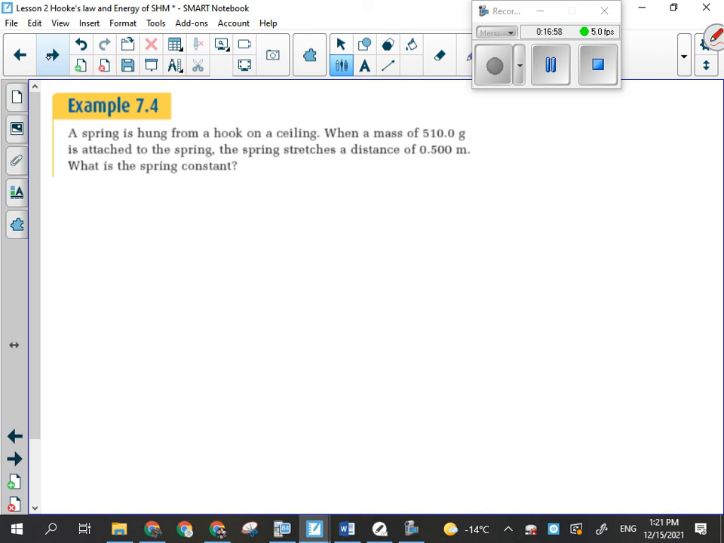So we got a spring hung from a hook on a ceiling, so exactly what Hooke did. Okay, a mass of 510 grams is attached to the spring. The spring stretches half a meter. What is the spring constant?